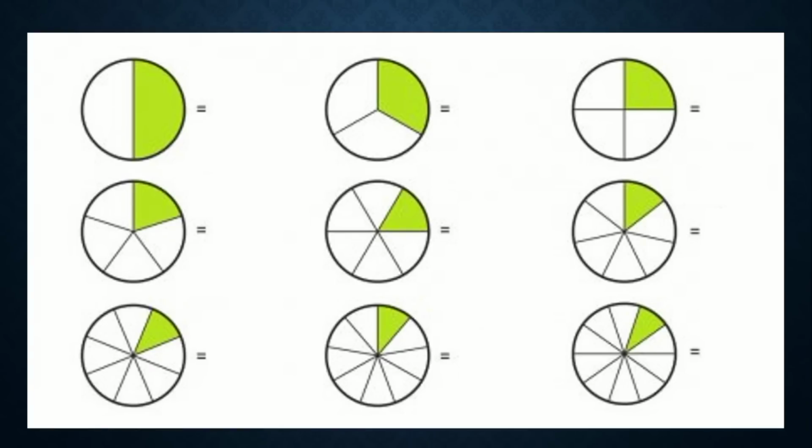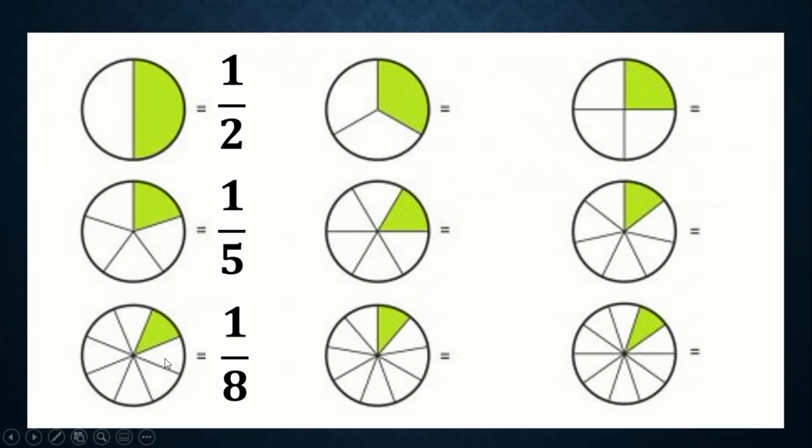So, here are some illustrations. Like for example, itong unang illustration natin dito. So, a whole divided into 2. So, ito ay 1/2. Okay? Ito naman, it is divided into 5 equal parts. So this is 1/5. So 1, 2, 3, 4, 5, 6, 7, 8. So this is 1/8.